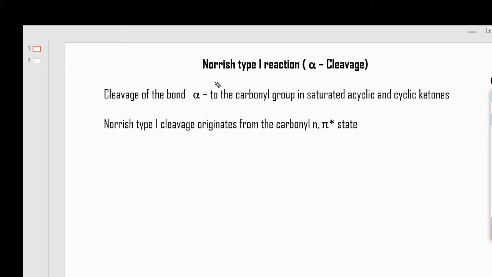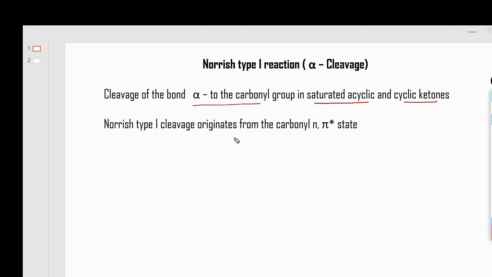We shall learn Norrish type 1 reaction. Norrish type 1 reaction is also called as alpha cleavage reaction. This reaction we can observe in saturated acyclic ketones and saturated cyclic ketones. In this reaction, there will be a cleavage of bond alpha to carbonyl group.